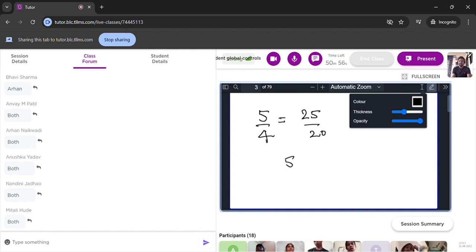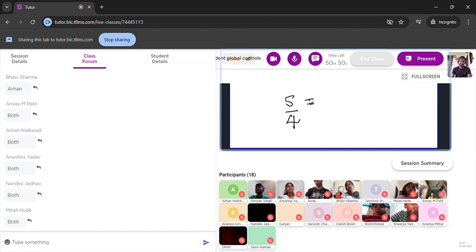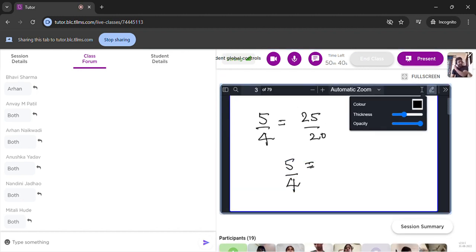So if we are given a rational number which is 5 by 4, to find the equivalent fraction, we can take a number and multiply both of them with that same number. Okay, good. If we have to find an equivalent rational number, then what do we have to do? Divide also. Yeah, we can divide also and we can multiply.